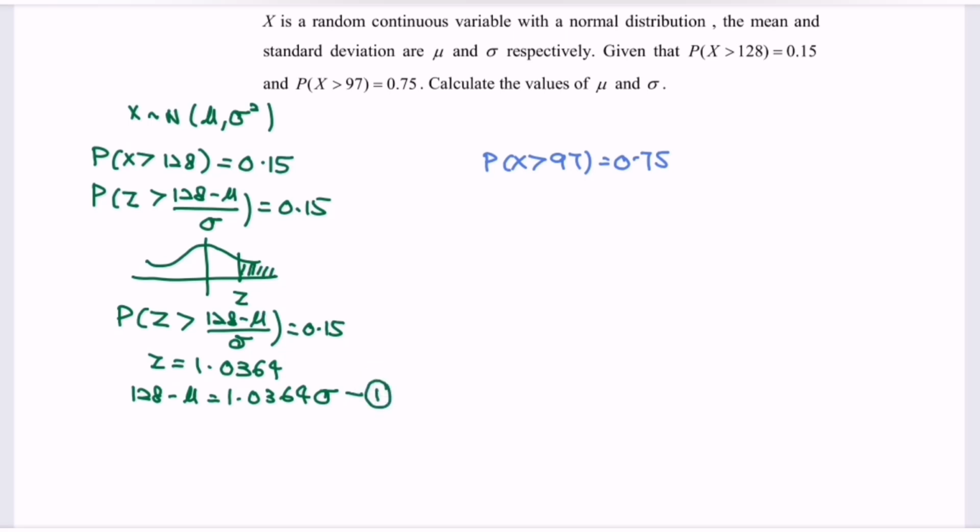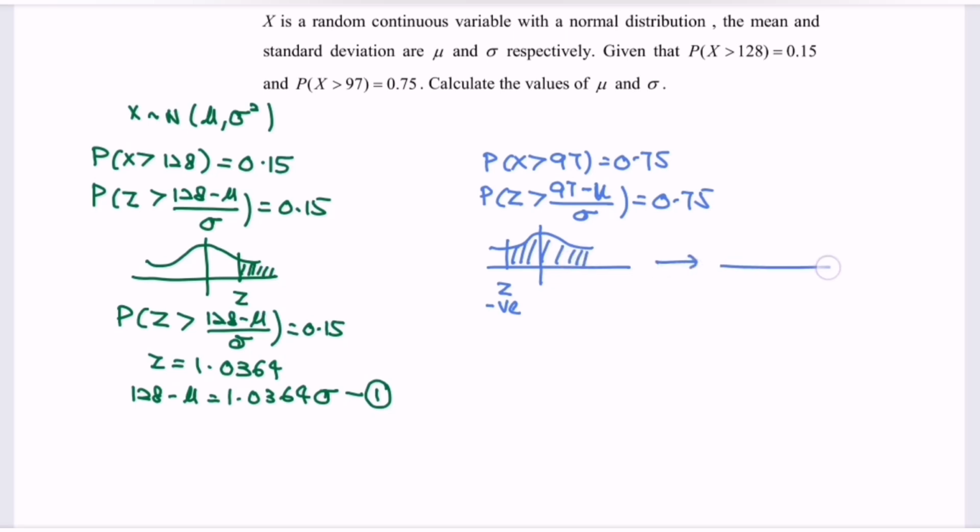Next, move on with the second equation. We standardize the situation. 97 minus mu over the standard deviation equals 0.75. If we refer to the diagram, Z will be located on the left, which is the negative Z. So here will be the shaded region. Rewrite the formula. So here will be the situation Z.